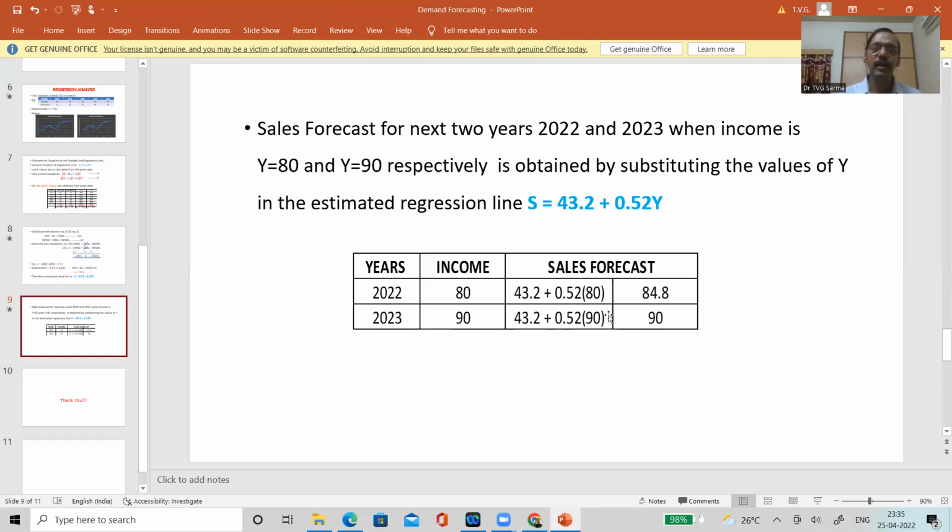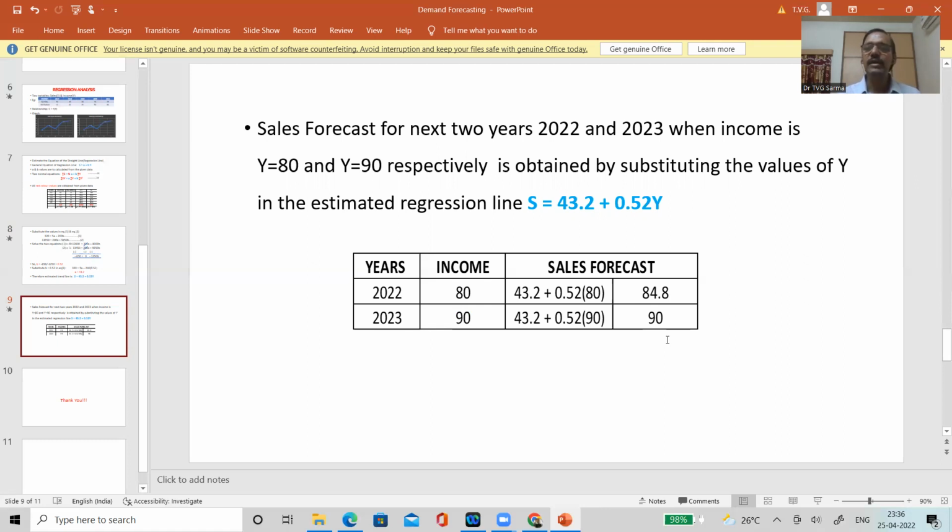So I directly substitute 43.2 plus 0.52 into 80, and I get the sales forecast as 84.8. Similarly, for the year 2023, when income is given as 90, if income increases to 90,000 rupees, what will be the sales forecast? The sales forecast is directly obtained by substituting income equal to 90 in the regression equation, and I again get the sales forecast value of 90 units or 90,000 units, as the case may be.